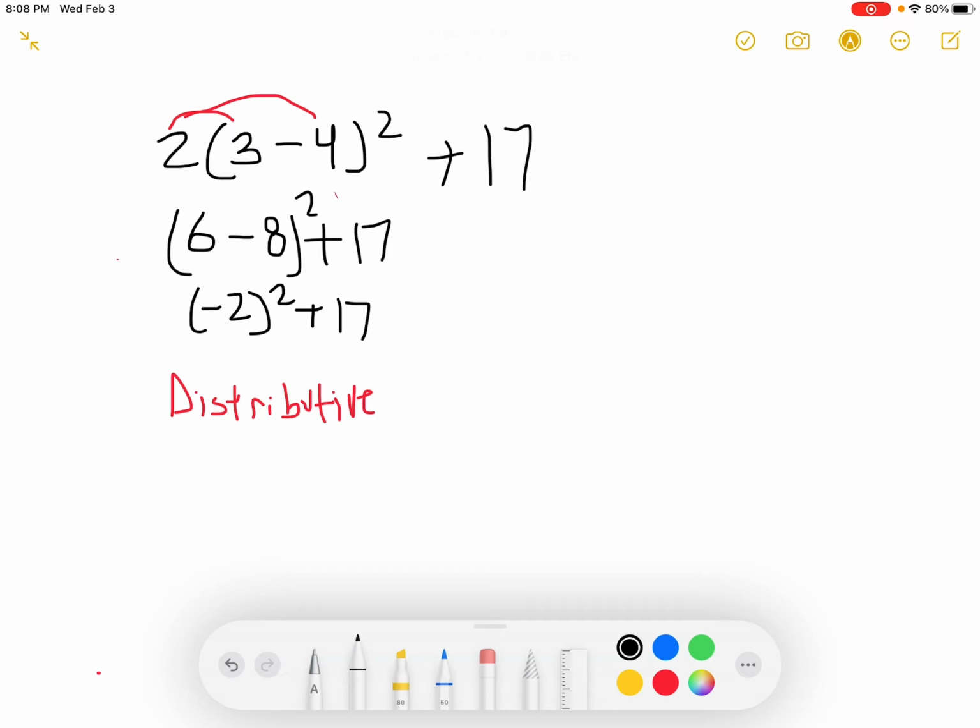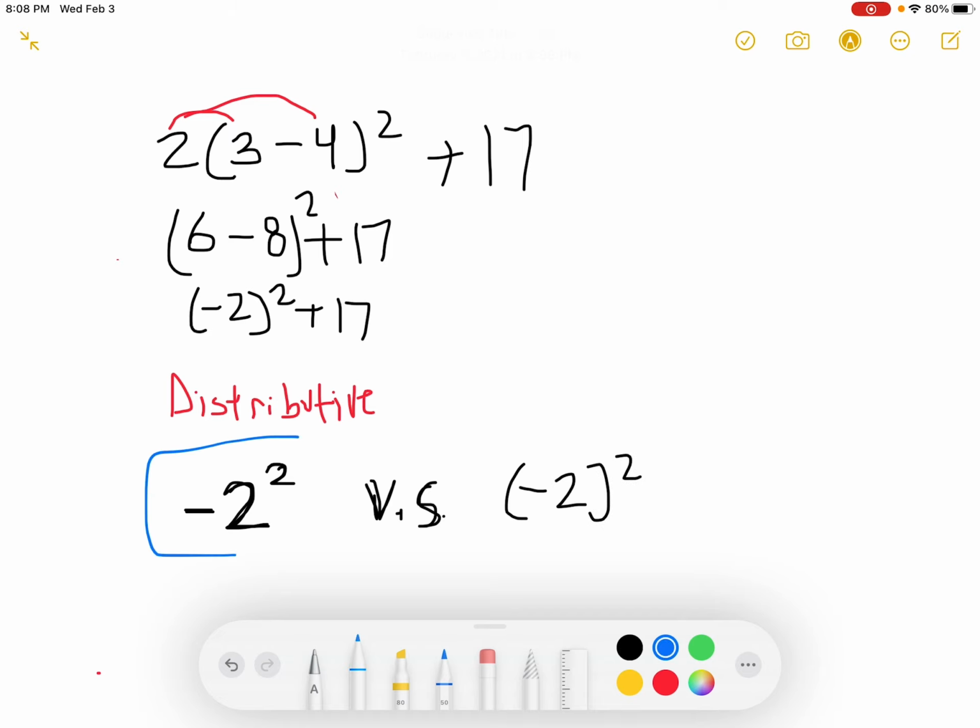Now, there's something important. I'm going to ask you a question, and you'll tell me the answer. Alright, what I've circled in blue, is it the same or different from what I've circled in green? Pause for a second to think about it. The answer is they're different, definitely different.